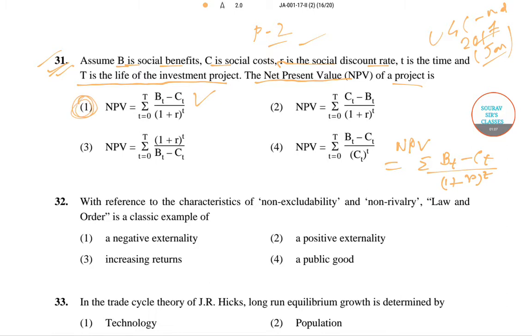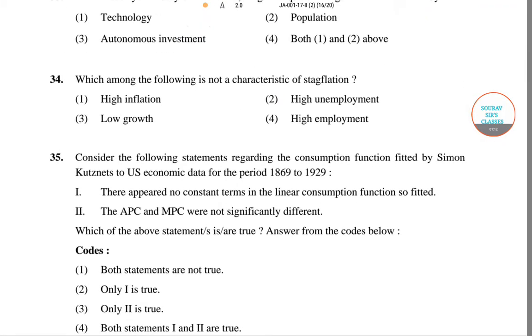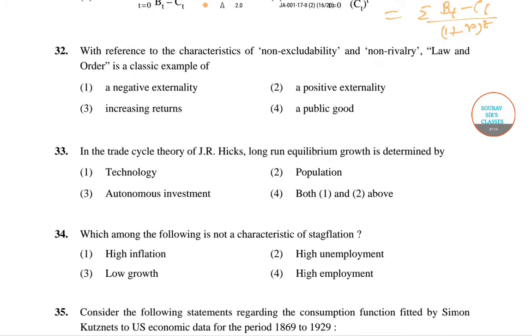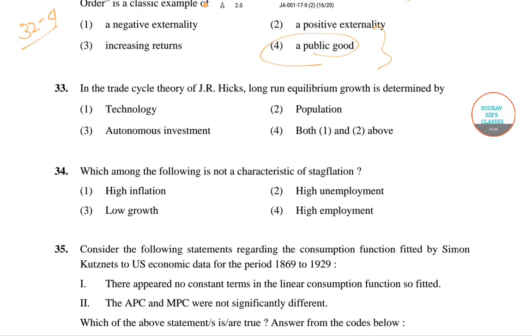Now we'll go to question number 32. In question number 32 it is given, with reference to the characteristics of non-excludability and non-rivalry, law and order is a classic example of, and 4 options are given. For question number 32 the right answer is public good. So the right answer is option 4.